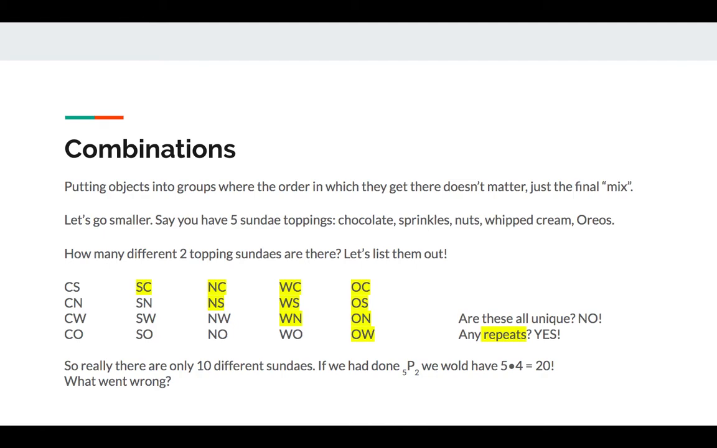But when you go to eat that sundae, it's not going to taste different if the sprinkles get under the chocolate. And like most small children, they just sort of mix everything into one big mess anyway. So we have 10 repeated sundaes here. There are really only the 10 that aren't highlighted. That's it. There are only 10 different ways of doing this. If we had done 5P2, we would have had 20. Oops, misspelling there. So what went wrong?